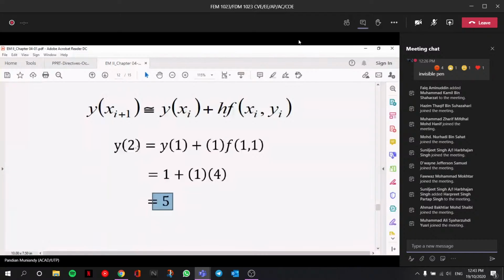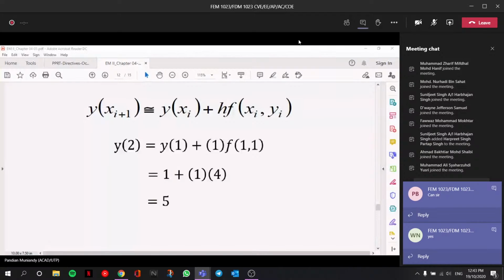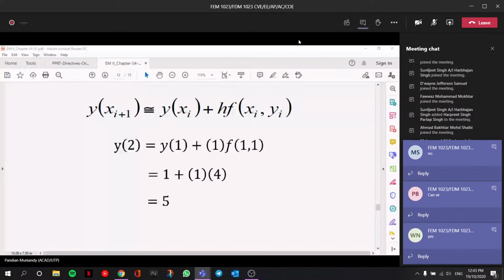Now, what about y3? At y3. So if I write, can you see this class? Hello? Can you see this? See what, sir? Yes, sir. Y3. Cannot, sir. Cannot see.